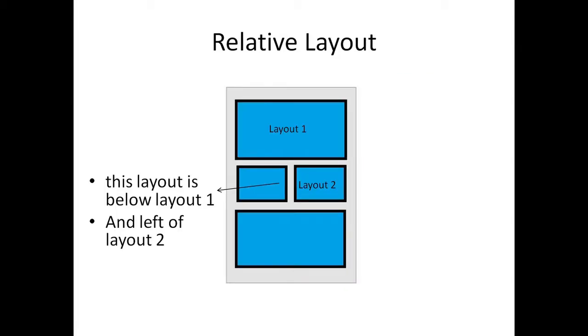Next one is the relative layout. This view group subclass allows you to display items on the screen relative to each other. For example, as you can see on the screen, this layout is below layout 1 and is on the left of layout 2. So it is relatively situated to layout 1 and to layout 2. These relative layouts provide us more flexibility and freedom over how your layout appears compared to the linear layout.